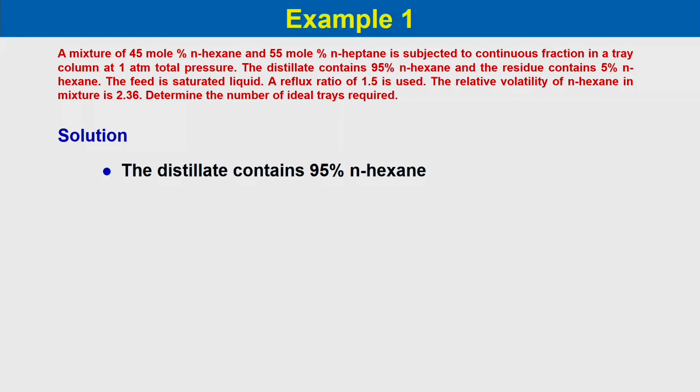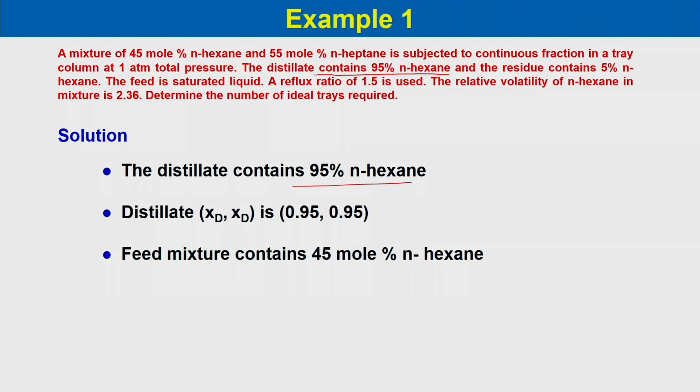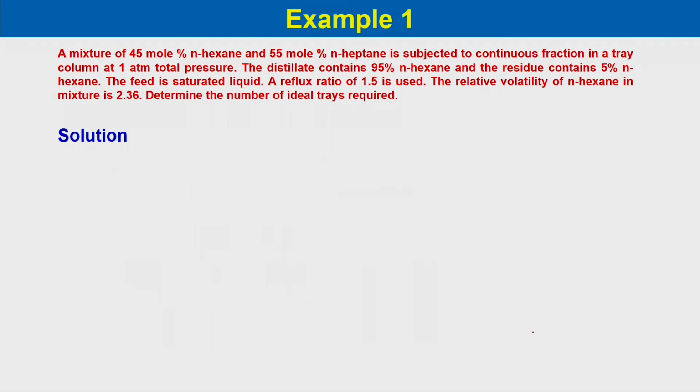So, let us start with the conditions which are given. So, distillate is having 95% N-hexane, it is given. So, the distillate composition or the location xD would be 0.95. Feed mixture contains 45 mole percent N-hexane. So, the feed condition is xF on the 45 degree diagonal, which is 0.45. So, both distillate and feed are known.